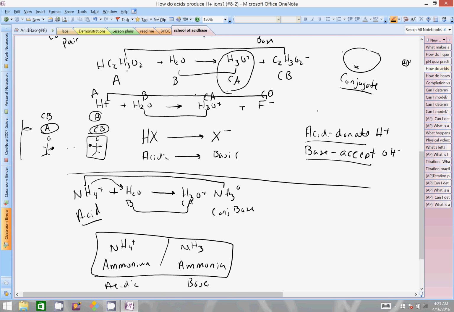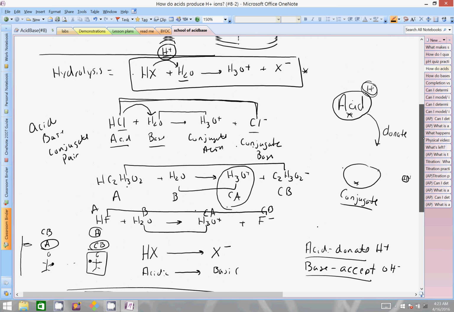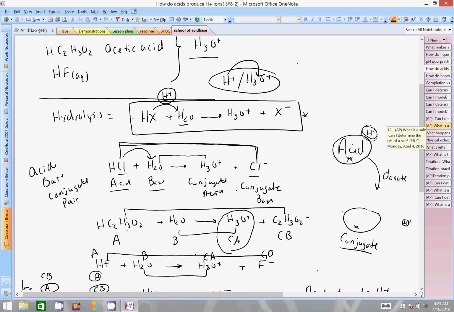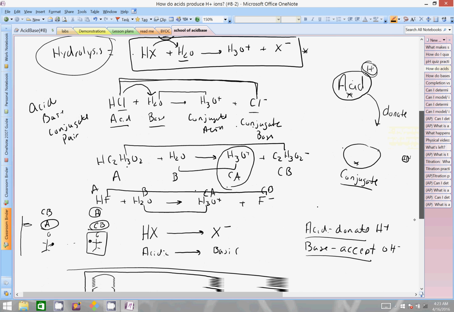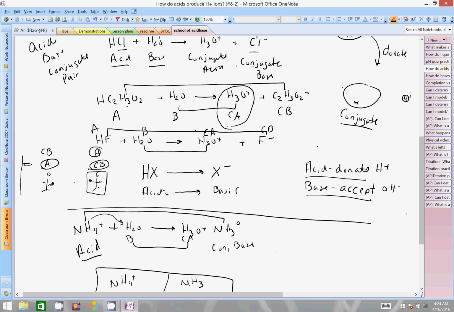Alright, so a couple of concepts here. One, how does an acid produce H+ ions? The answer is hydrolysis. And the second piece of this is, can you label the acid-base conjugate pairs of a chemical reaction, which is emphasized, more importantly, that acid-base conjugate pairs flip from acid to base as they go through hydrolysis. All right, thank you.